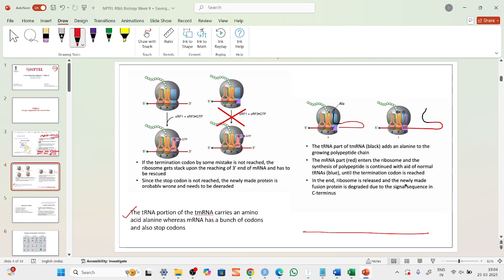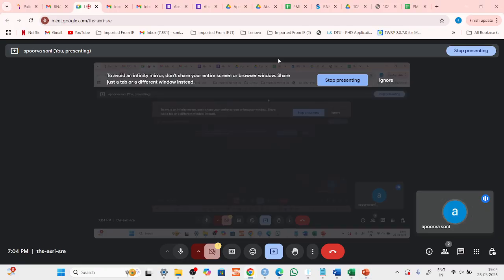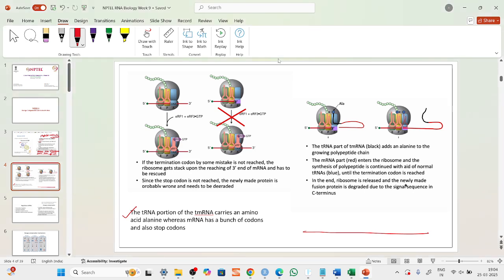And since there has been some fault and problem in this particular mRNA, first the ribosome has to be removed, and secondly this mRNA needs to be degraded. So in that case, your tmRNA comes to the rescue. Not only does it detach the ribosome from the mRNA, but it also degrades that mRNA.